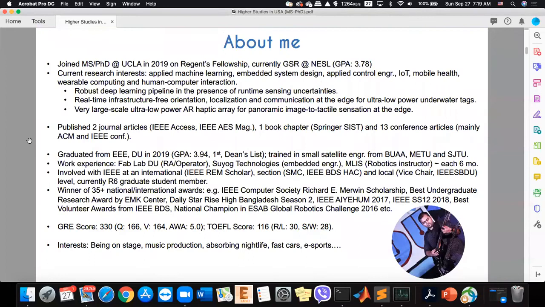So, Sadiab has given a good introduction about me, so I'll not go into the details. I joined UCL last year on Regents Fellowship, and currently I'm a GSR. And these are some of my current research interests.